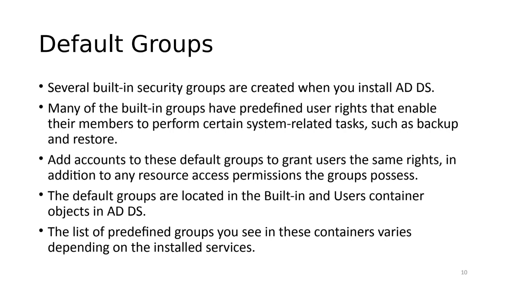For example, I have a default group called, let's say, administrators. If I create a power user and I want to give him full administrative privilege, I will add him to the administrators group. Okay? The default groups are located in the built-in and user container objects in the Active Directory. The list of predefined groups you see in these containers varies depending on the installed services.